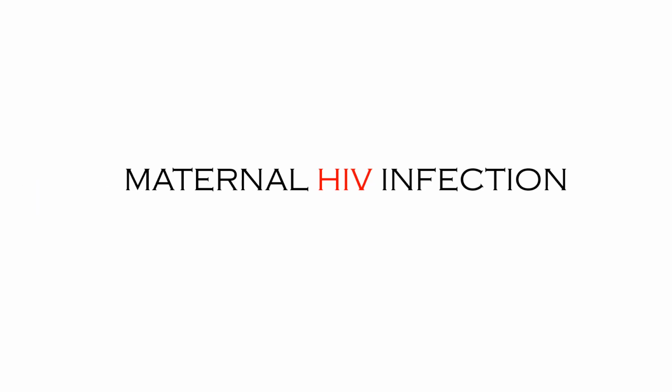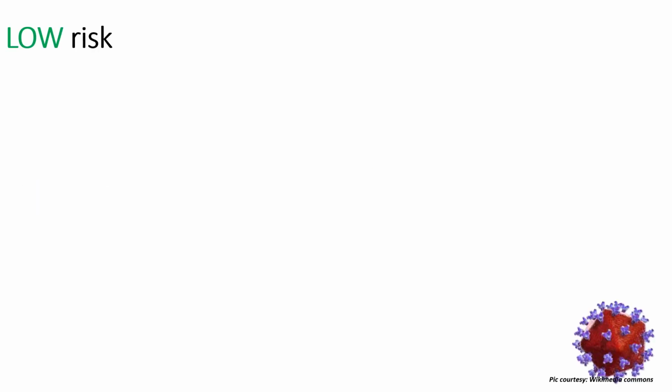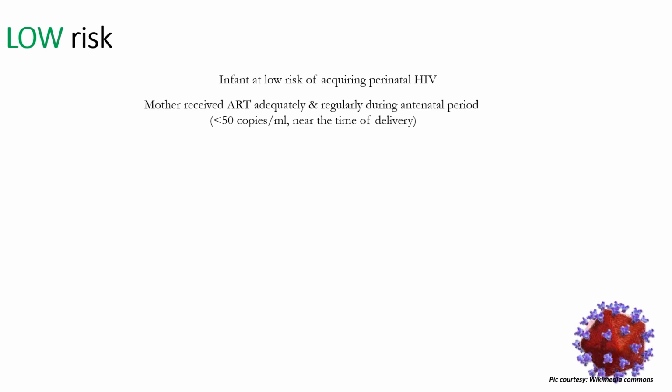So, starting with maternal HIV infection. We can categorize infants delivered to mothers with HIV infection into 2 categories. First, who are at low risk of acquisition of infection, and second, who are at high risk of acquisition. Infants at low risk of acquisition of perinatal HIV are those whose mothers have received ART adequately and regularly during the antenatal period. These infants have less than 50 copies per ml of HIV DNA near the time of delivery.